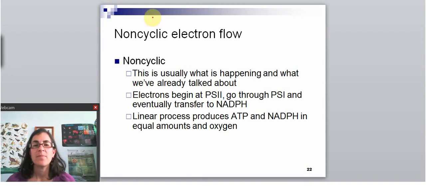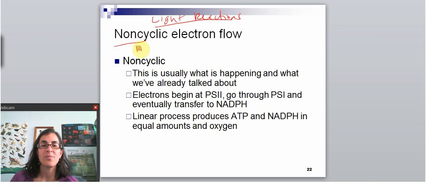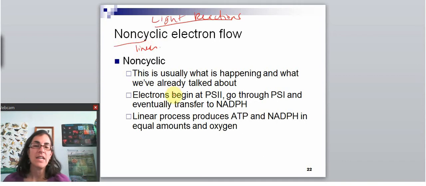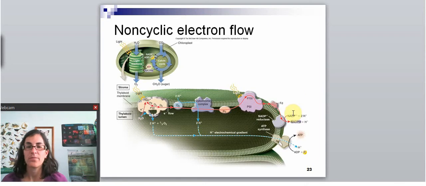The light reactions typically occur in the way that we've been talking about in the previous video. This is also called non-cyclic electron flow. So again, this is usually what's happening and what we've already been talking about. It involves PS2, PS1, ATP synthase, and NADP plus reductase. It's a linear process, so non-cyclic also means linear. So there's a start and an end. It produces equal amounts of ATP and NADPH.